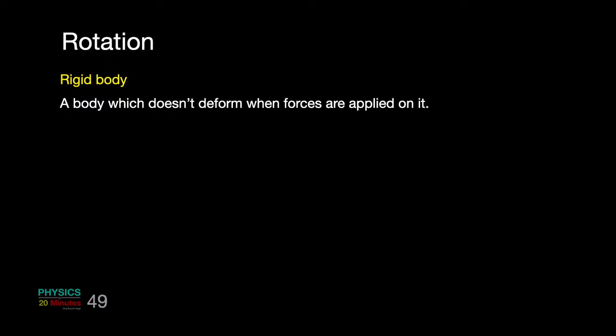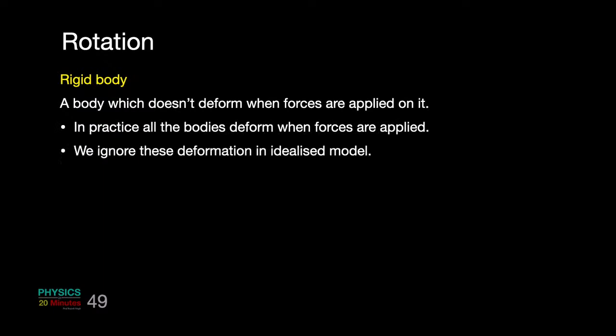A rigid body is one which doesn't deform, and this is an approximation. As we have already explained in the beginning, physics believes in model building. So we will make a model of a rigid body where we will assume that the bodies don't deform when forces are applied on them. Such models are called idealized models, and we are sticking to it for the time being.